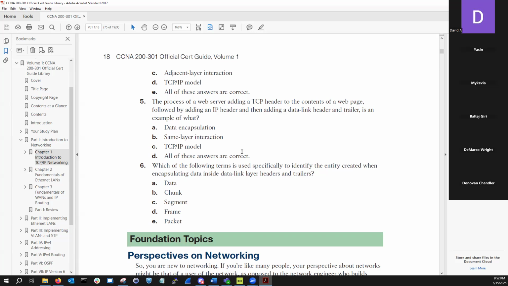Question 6. Which of the following terms is used specifically to identify the entity created when encapsulating data inside data link layer headers and trailers? Can Antoine help? No, you can't help. Antoine? Yeah, you hear me? Yeah, we got you. All right, let me read it. Which of the following terms is used specifically to identify the entity created when encapsulating data inside data link layer headers and trailers.